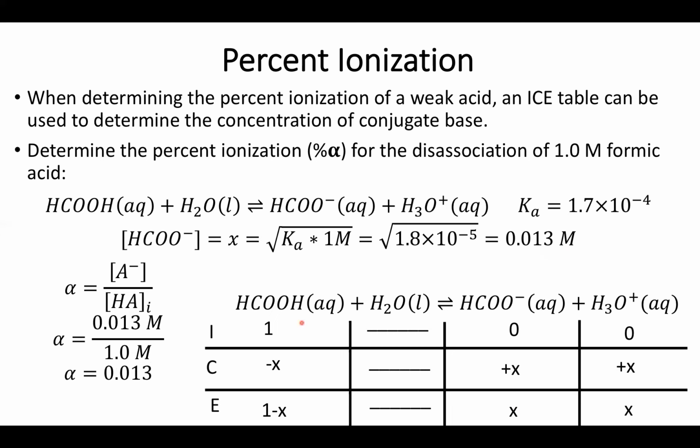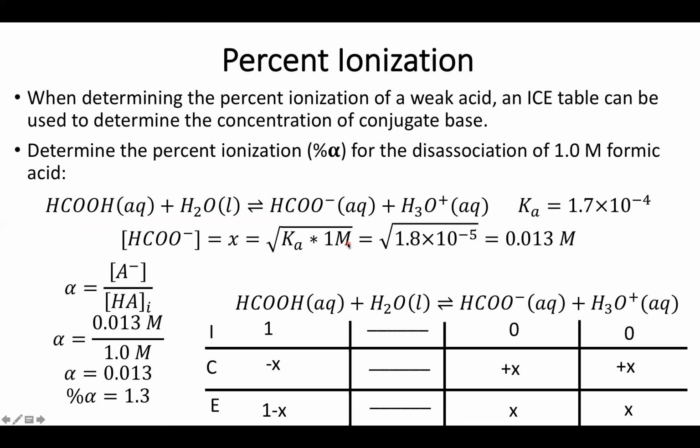So when we do this, it turns out that our degree of dissociation is going to be 0.013, and our percent ionization will just be that number times 100. So it's about a 1% decomposition. About 1% of my formic acid decomposes or breaks apart to make formate, and 99% of it stays intact. This is going to be true for most weak acids. Most of it's going to stay intact. A small portion will break apart.